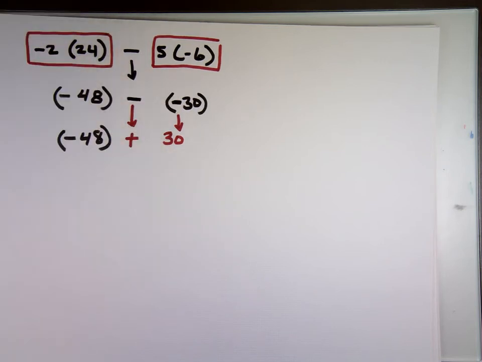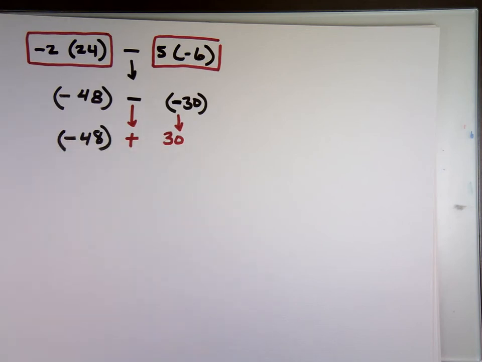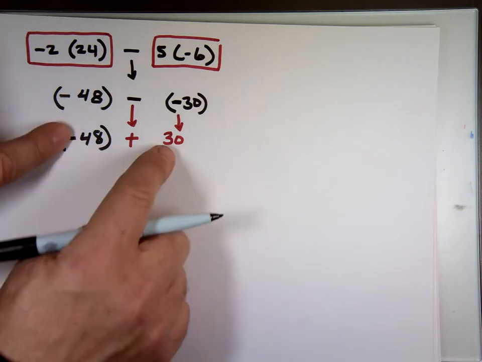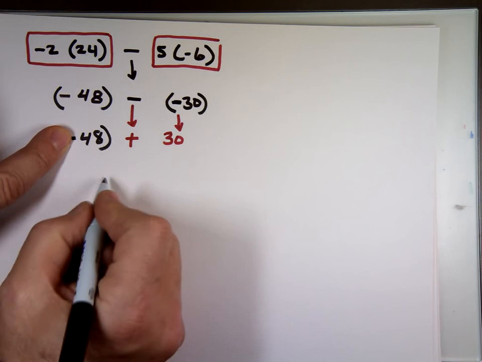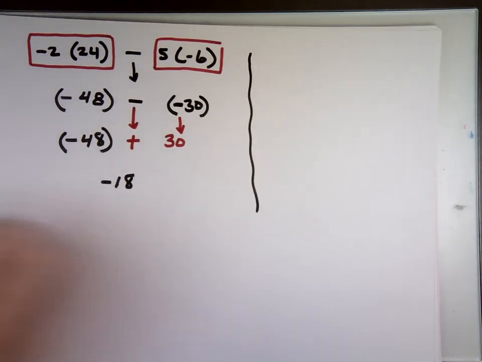Don't touch it, unchanged. Change the minus to a plus. Take the opposite of that number. Now we're going to add opposite signs. You subtract the absolute values, the smaller from the larger. 30 from 48 is what? 18. And what's the sign of the number with the larger absolute value? Negative. So the answer is negative 18. Let me try another one.